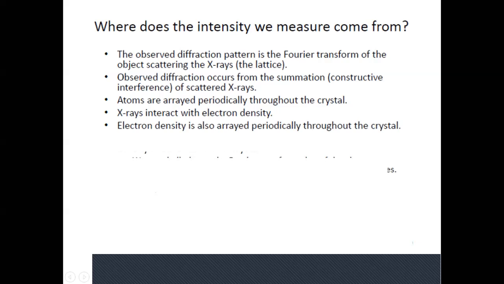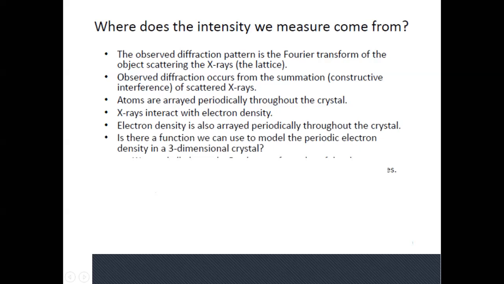And so since atoms are arranged periodically throughout the crystal, the electron density is also arranged periodically throughout the crystal, because it's the electron density that interacts with the X-rays. They're found in atoms, so since atoms are periodic throughout the crystal, electron density is also periodic. And so we have to ask, is there a function that we can use to model the electron density in a three-dimensional crystal? If we can do that, then we can find where atoms are from the electron density.